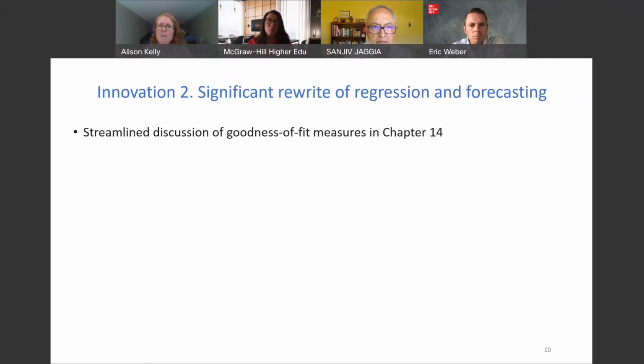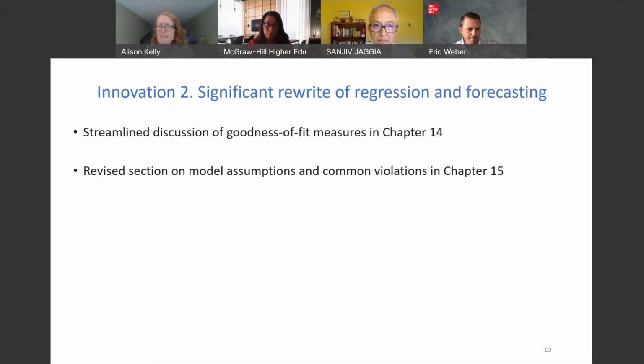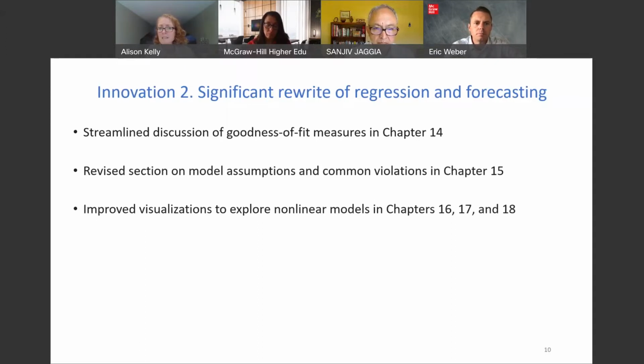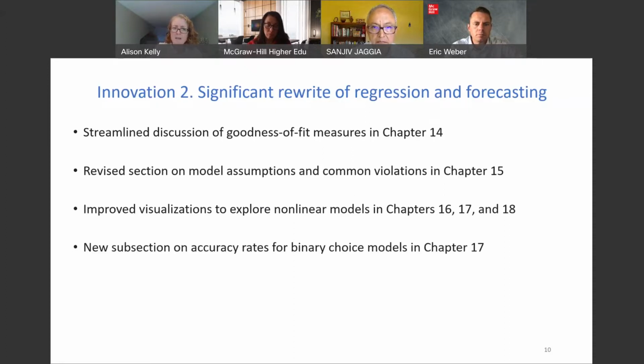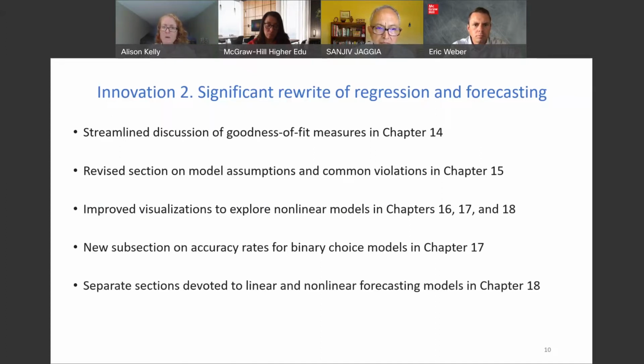I mentioned too, we've done a significant rewrite of regression and forecasting. So we've streamlined our discussion of goodness of fit measures. We've revised the section on model assumptions and common violations in Chapter 15. We've improved visualizations to explore nonlinear models in Chapters 16 through 18. We have a new subsection on accuracy rates for binary choice models in Chapter 17. And we have separate sections devoted to linear and nonlinear forecasting models in Chapter 18.